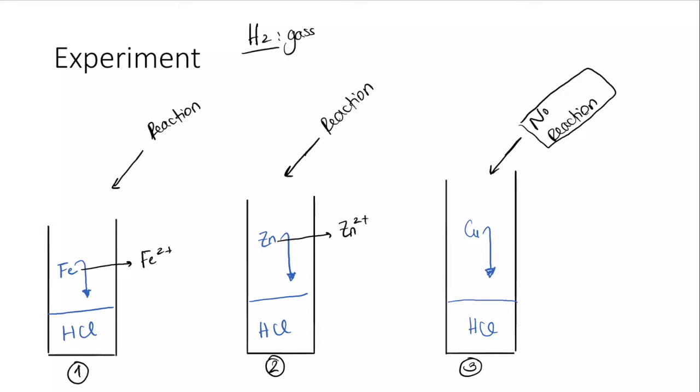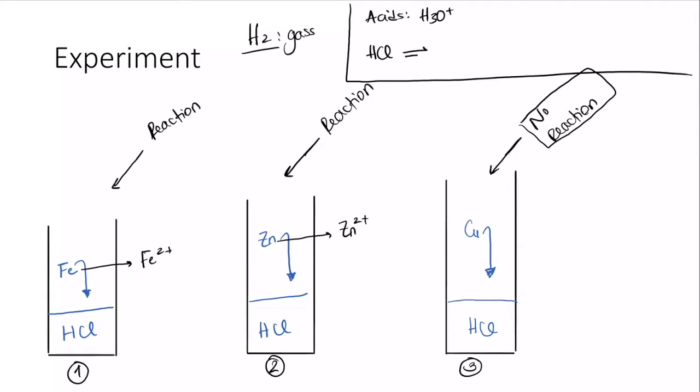I want just to make a brief introduction concerning acids. When we have acids, you can see that some write acids as H3O+, which are the hydronium ions. Well, HCl actually is H plus Cl minus, and H3O plus actually is H2O plus H plus.